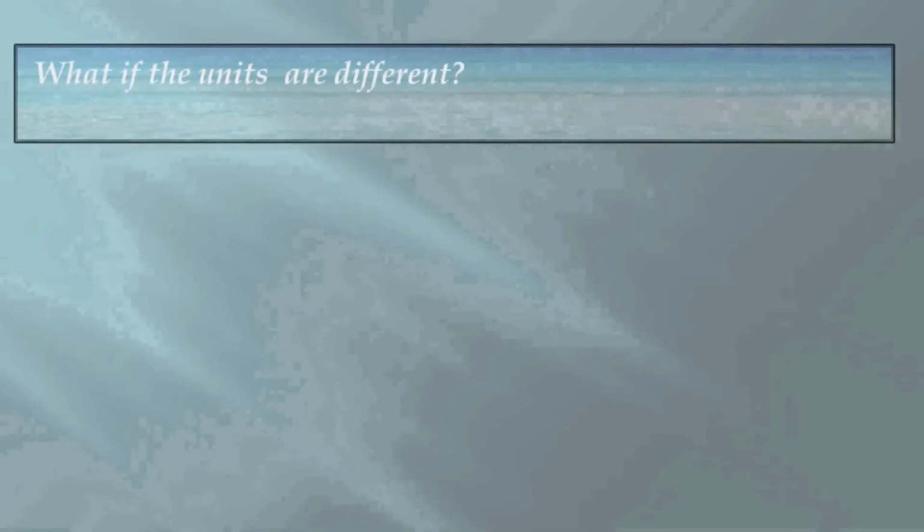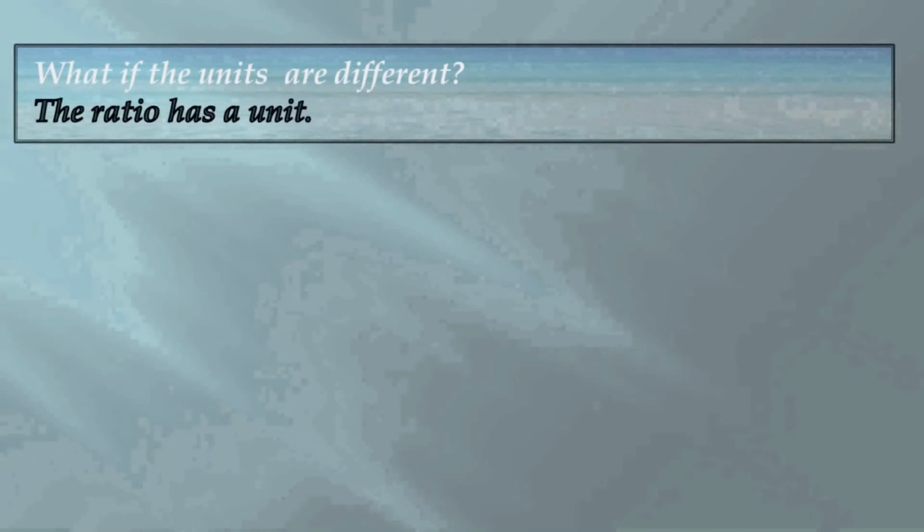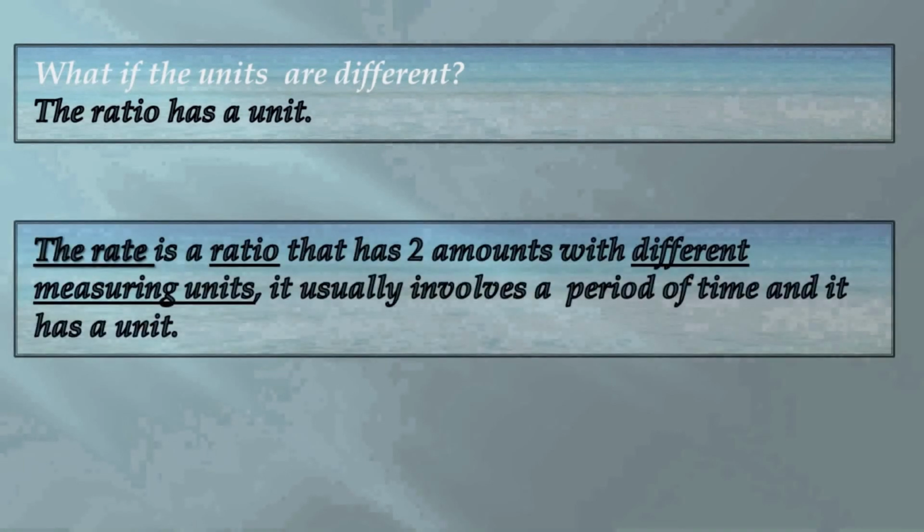What if the units are different? The ratio has a unit in this case. There is a form of ratio that's called a rate. The rate is a ratio that has two amounts with different measuring units. It usually involves a period of time, and it has a unit.